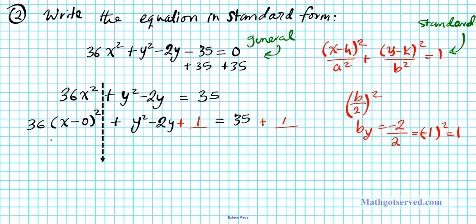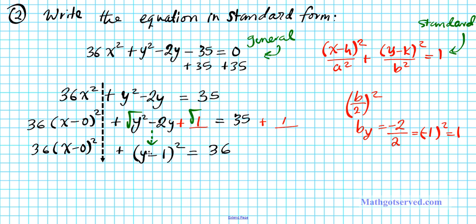And then now we can factor it. This stays the same. To factor this perfect square trinomial, we just root the first and the last term and bring down the middle sign, okay? So we'll have plus y minus 1 quantity squared equals 36.